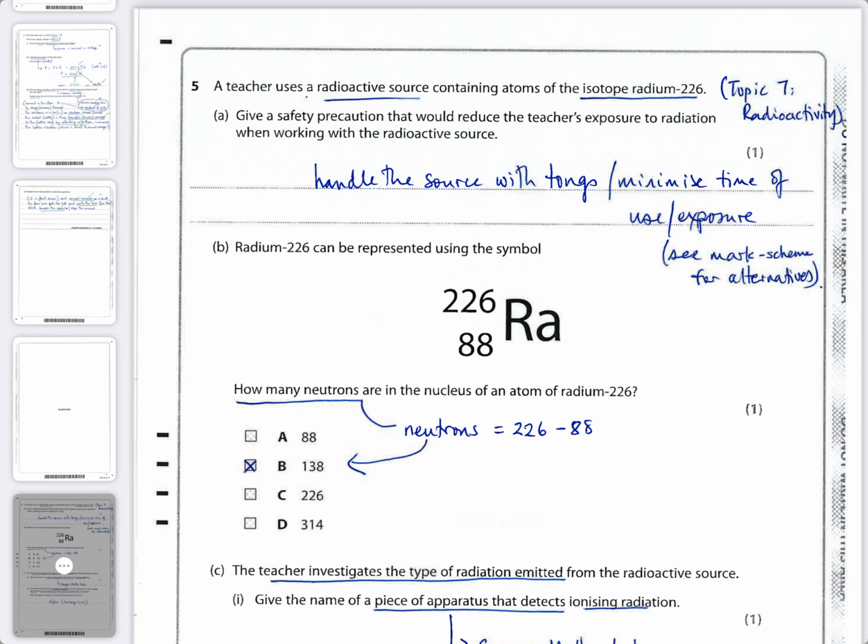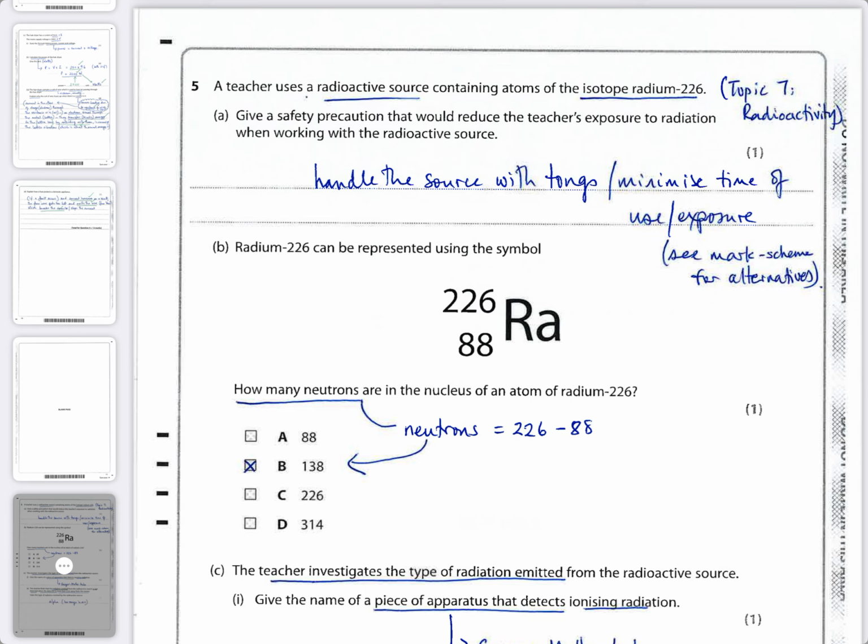So these are closed sources that are used in schools for teachers to demonstrate to their classes. So you always hold them with tongs, always pointing them downwards or towards the Geiger-Müller tube, and making sure that everyone else is a good distance away when they're observing the counter.